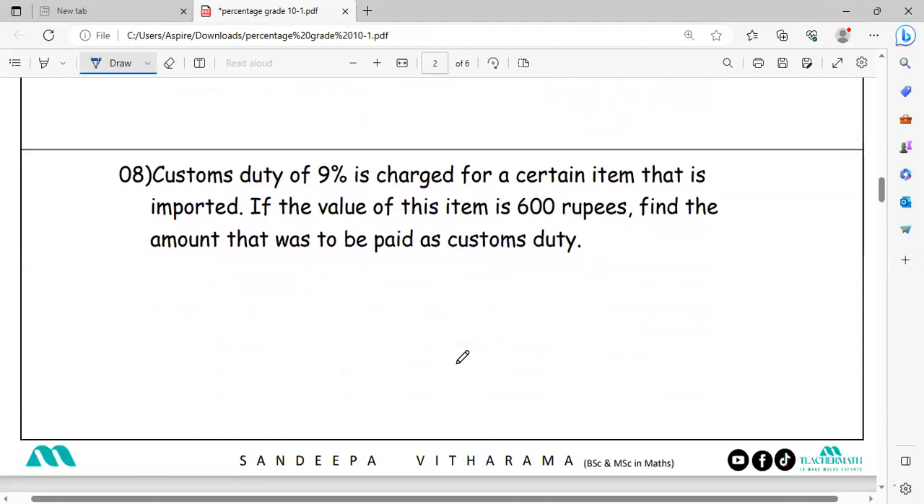Customs duty of 9% is charged for a certain item that is imported. If the value of this item is 600 rupees, find the amount that was to be paid as customs duty. Now I have explained a question relevant to customs duty. If so, please try to do this one.